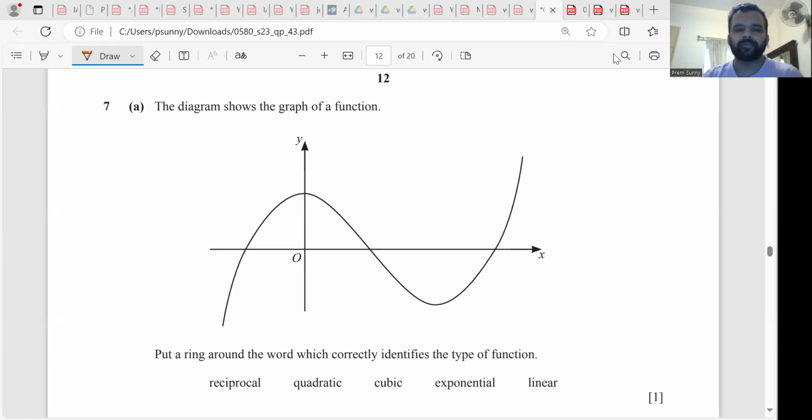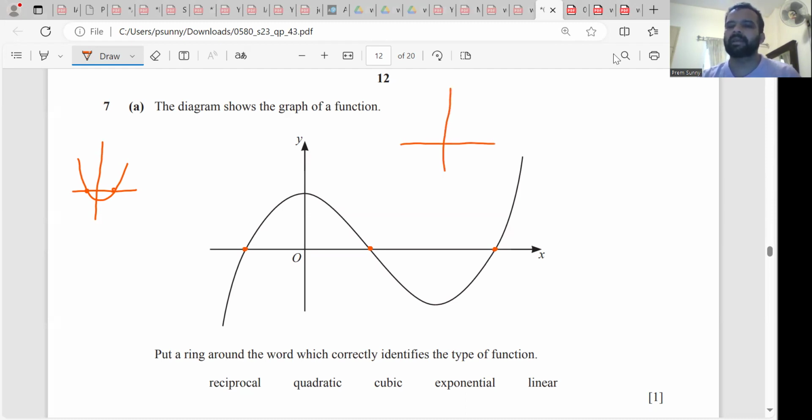So let's look here. This curve is cutting the x-axis at three different points, 1, 2, 3. If the curve cuts the x-axis at three different points, we say that it is cubic. We know we have studied quadratic equations, a parabola. It cuts the x-axis at two different points. So if the graph is cutting the x-axis at two different points, that is a quadratic. If it is cutting the x-axis at three different points, it is a cubic.